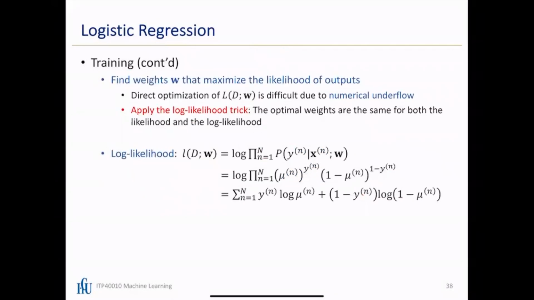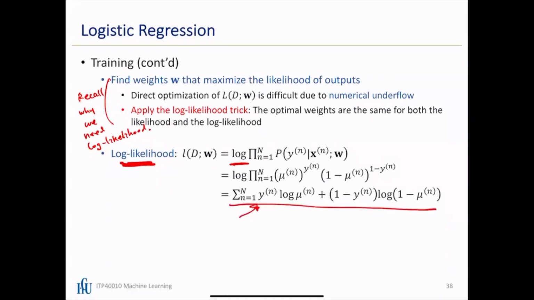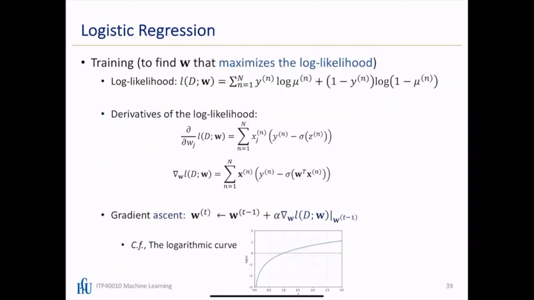And what we need in the next step is the log likelihood. There are reasons why we need log likelihood. Simply putting log in front of the likelihood value, we can obtain this notation: the summation of y multiplied by log mu, plus 1 minus y multiplied by log of 1 minus mu. And based on that log likelihood function, you can obtain the derivative in this way.